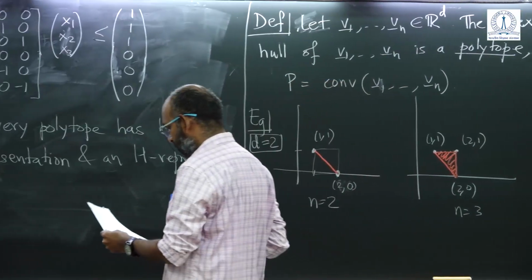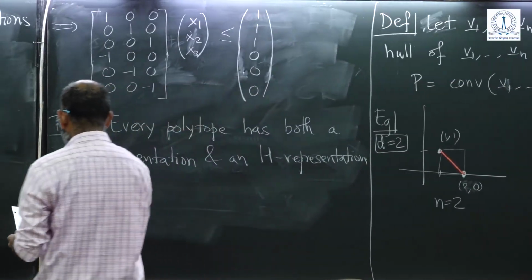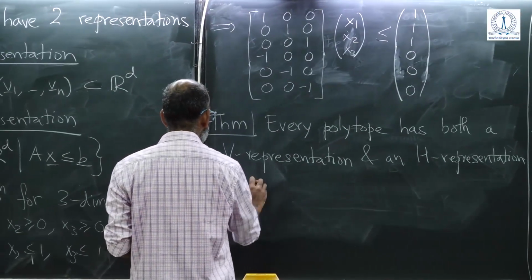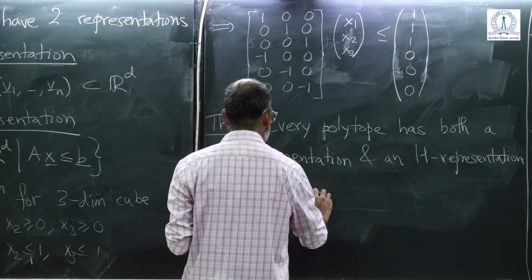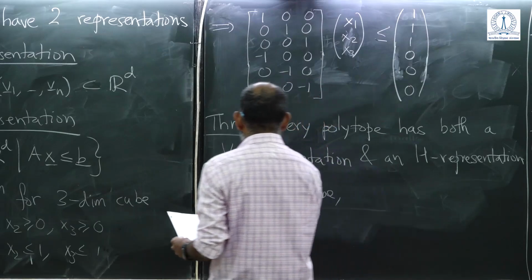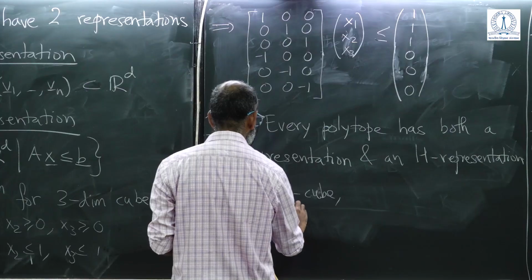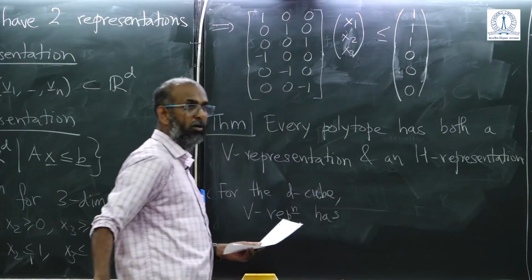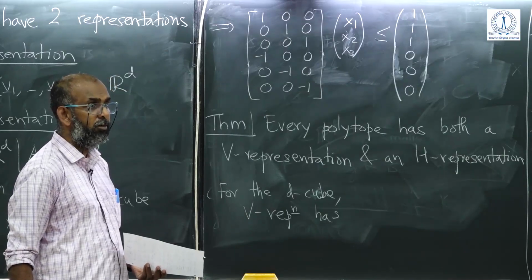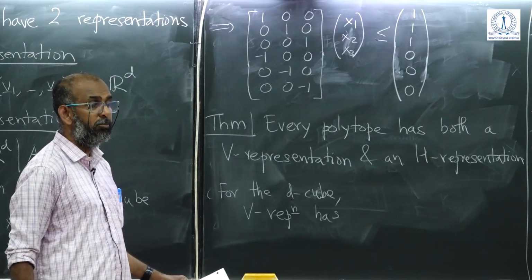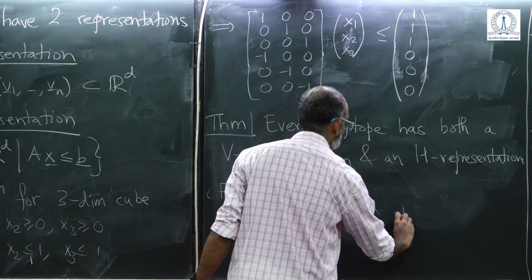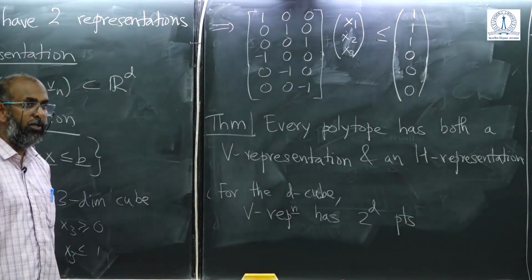All right. So in general, for the D cube, the V representation has how many points? How many points do we have in the D-dimensional cube? Not 8, the D cube: 2 to the power D. It's a convex hull of 2 to the D points.